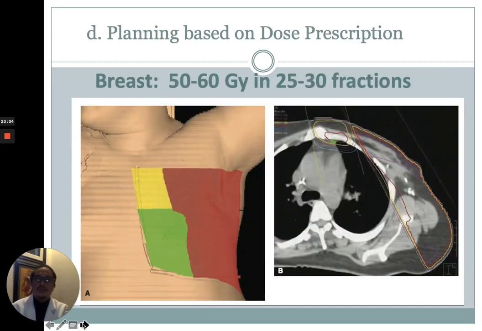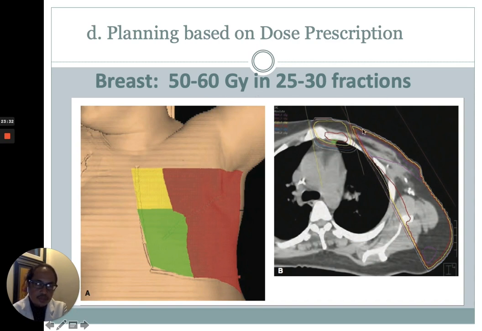Okay. So after delineating the organs at risk, we would now be giving a dose prescription. So for example, for this breast cancer patient here who has undergone mastectomy, you see that there's already no breast here. That is also already the soft tissue and the skin. So this is the target area. We would now be giving a dose of 50 to 60 gray in 25 to 30 fractions.